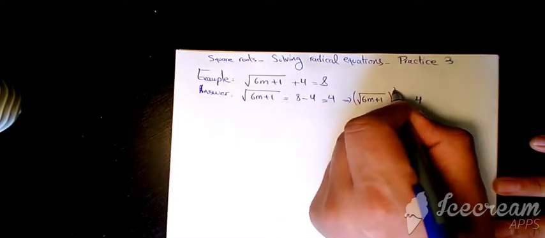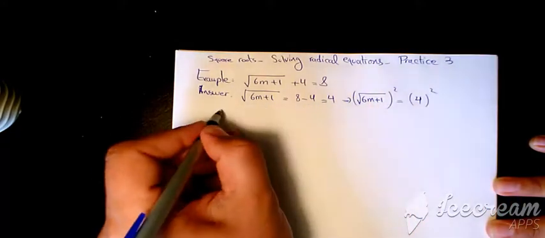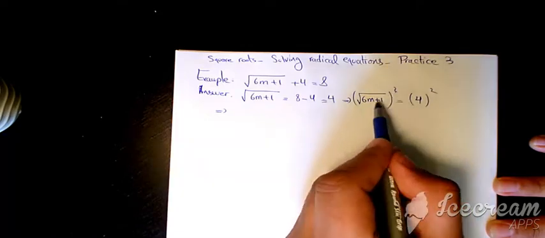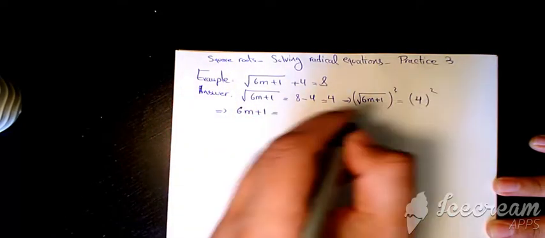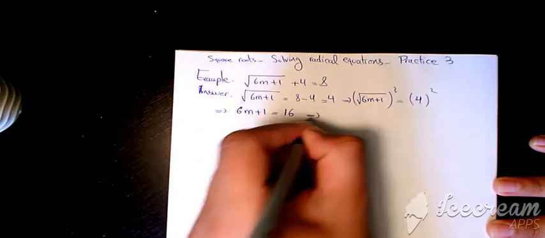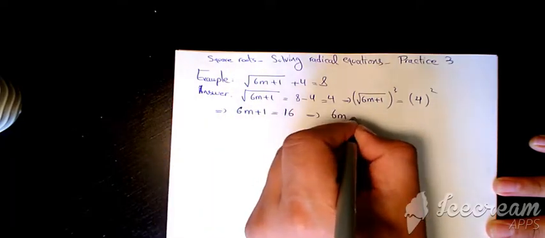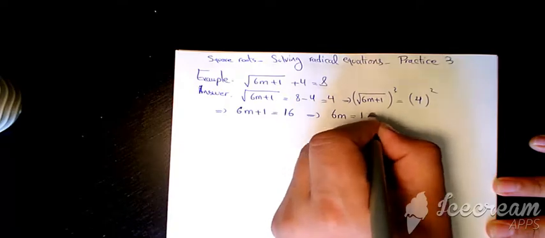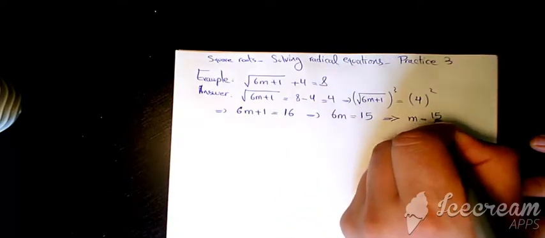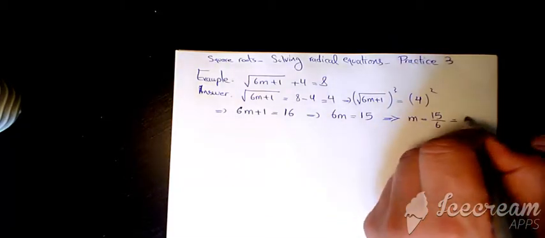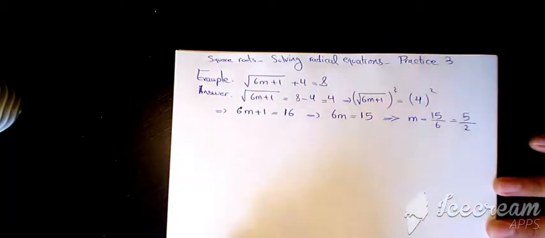Then I squared both sides. When you square both sides, square and square root cancel out. It will be 6m plus 1, and here we have 4 squared, which is 16. Then we have 6m equals 16 minus 1, which is 15. And then m will be equal to 15 divided by 6, and if we reduce it, it's going to be 5 divided by 2.